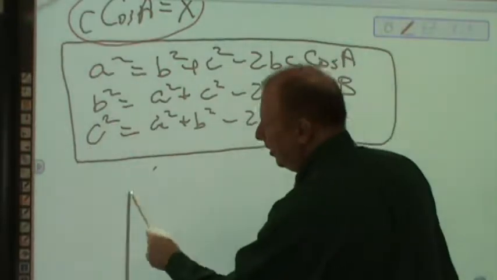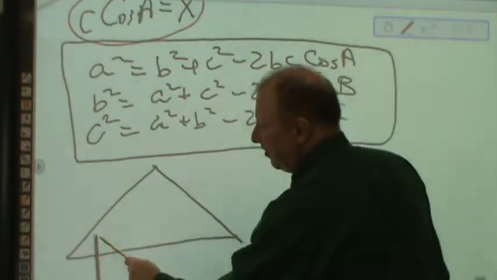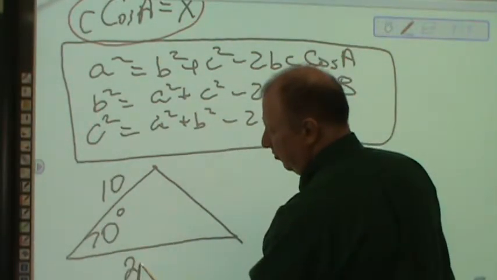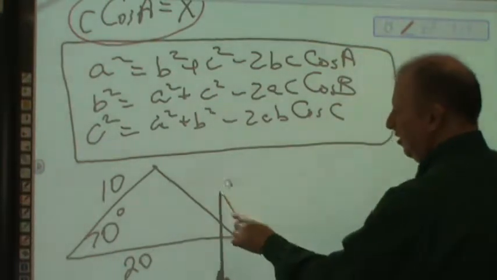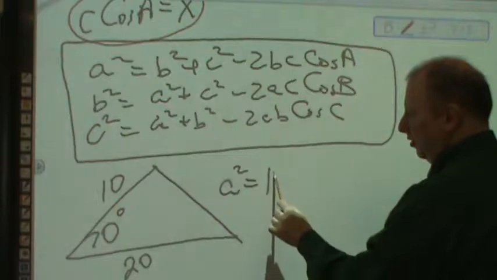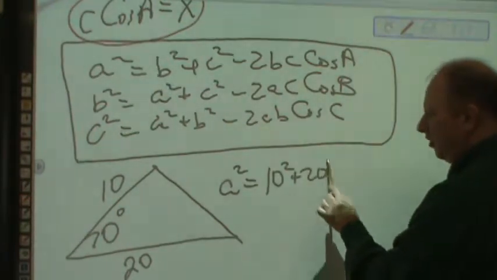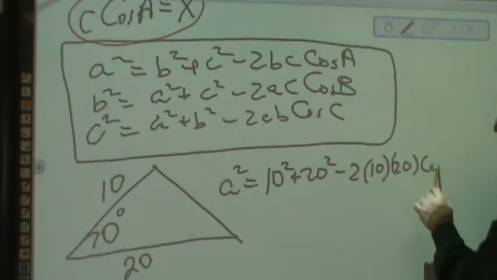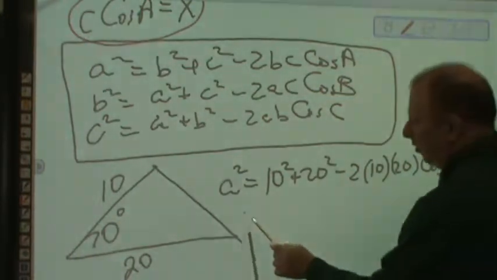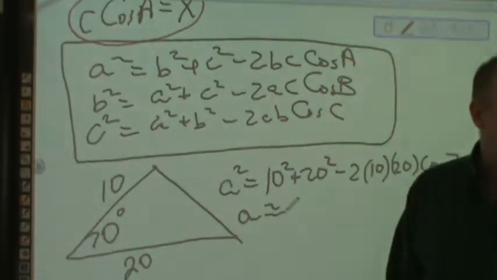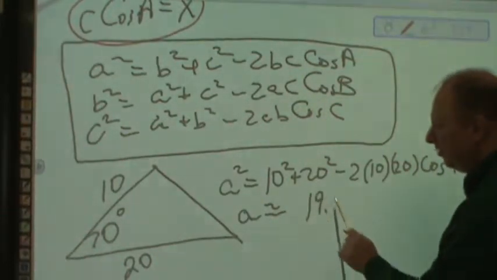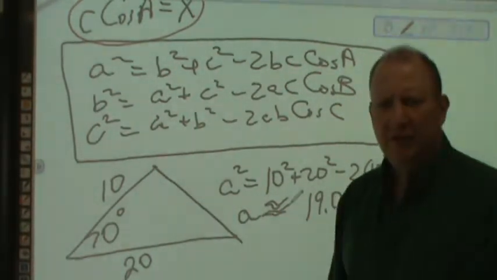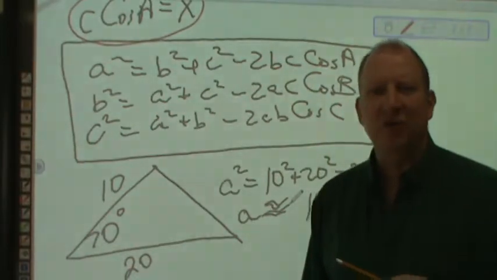Now let's look at the example that I gave you in the beginning. This is 70 degrees. This was 10. This is 20. In that case, a squared is equal to 10 squared plus 20 squared minus 2 times 10 times 20 times the cosine of 70. And lo and behold, after you punch the buttons in your calculator, it shows about 19.057, which is the original number we had. And that, ladies and gentlemen, is the law of cosines.